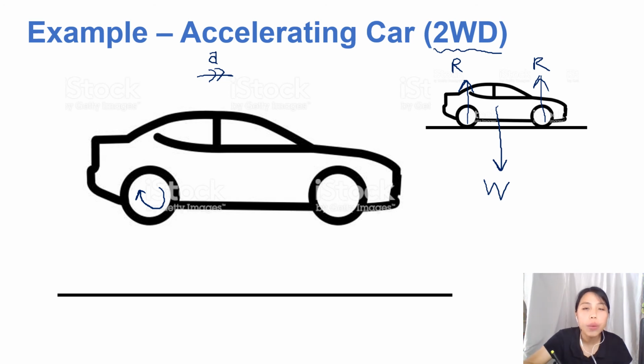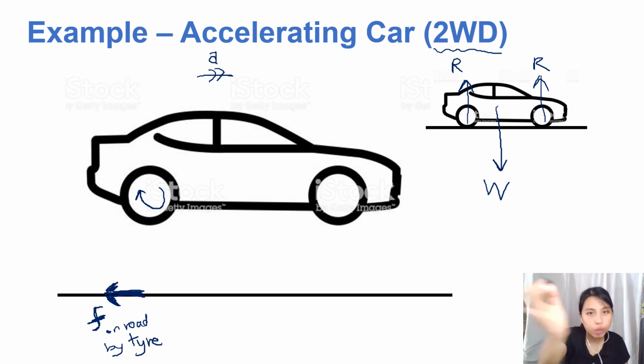Very similar to what we're doing with your leg pushing on the road. This tire is going to push the road backwards. So I'll draw a bigger arrow. Because of that, your tire is exerting a frictional force on the road. On road by tire. So as a result, Newton's third law pair, if your tire pushes the road back, then the road will push your tire forward. So that will come there.